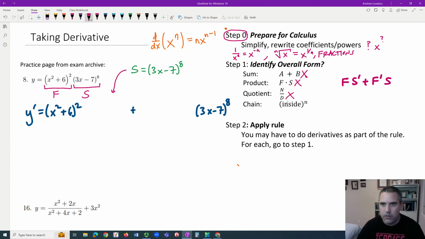Does it look like a crop? No. But does it look like something to the 8th? Yes. And the rule for this is to bring down the power, leave the inside alone. This is sometimes called the general power rule. And we're going to learn more later.